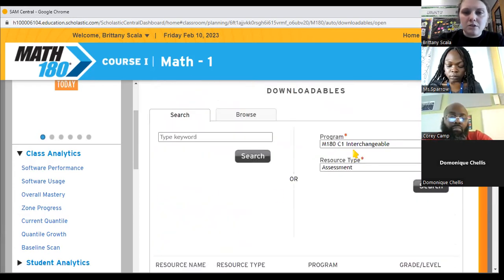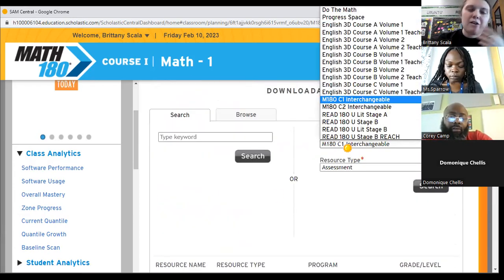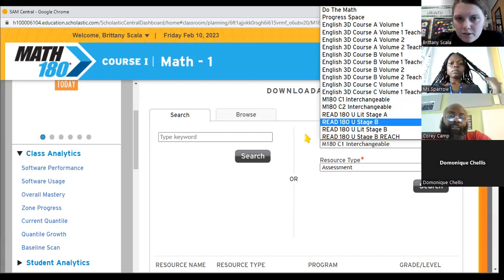And then I believe also the checkpoints are on here. I call them checkpoints because the students are familiar with that language. What do they call it in Math 180? They're like strategy lessons or boost lessons. They're also available on here. I think they're with the practice pages.